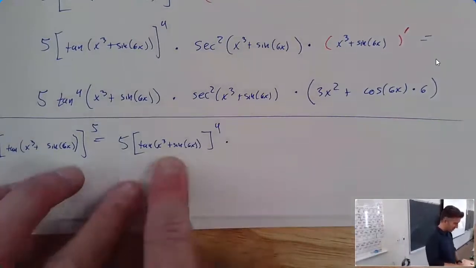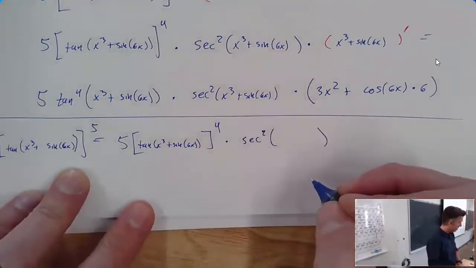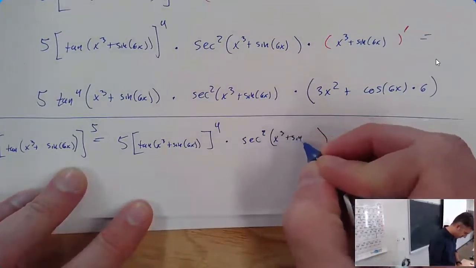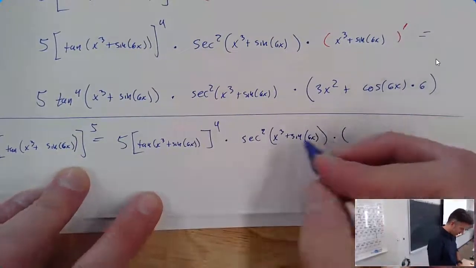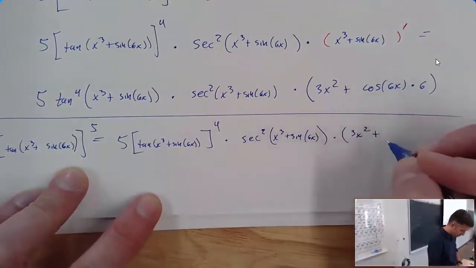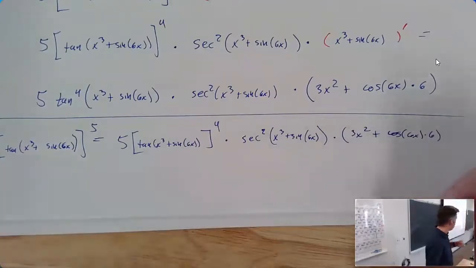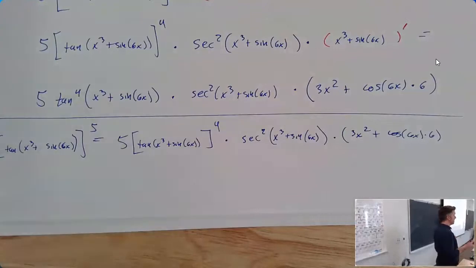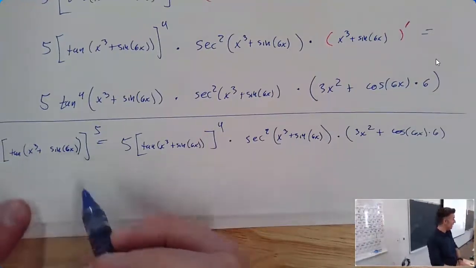So I know that the derivative of tangent of something else is going to be secant squared of the something else times the derivative of the something else. And the derivative of something else is 3x squared plus cosine of 6x times 6. So basically, when you're multiplying by the derivative of the inside stuff, if that inside stuff is complicated and is still a function of a function again, you have to use the chain rule again on the inside of the inside. So basically, the x cubed plus sine of 6x here is the inside of the inside.